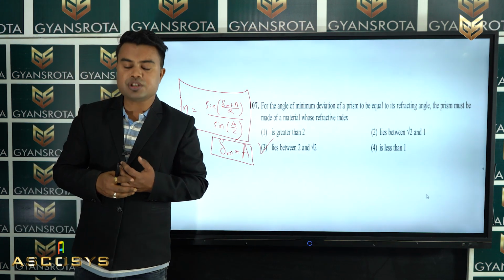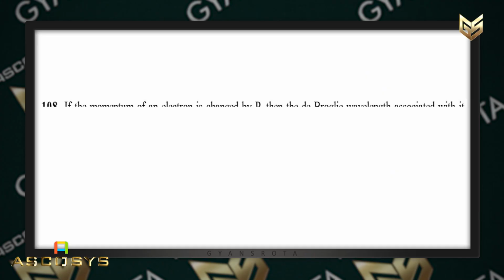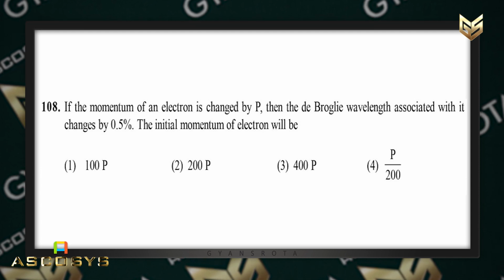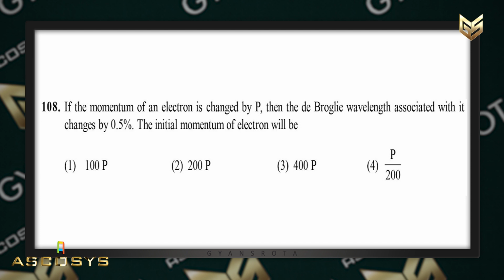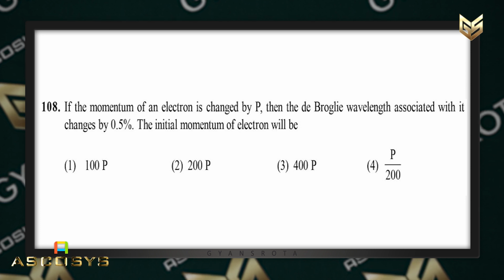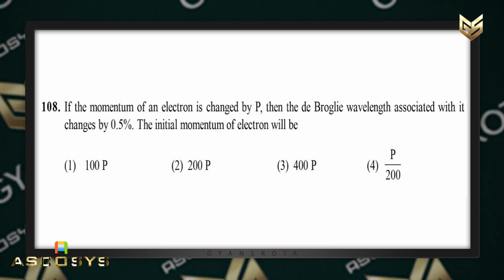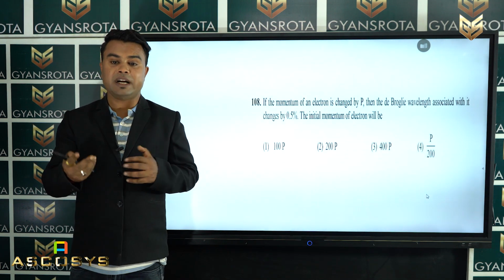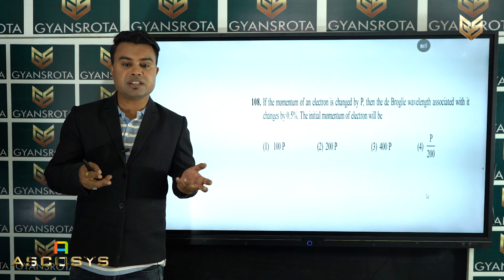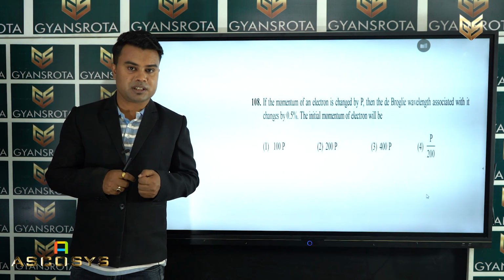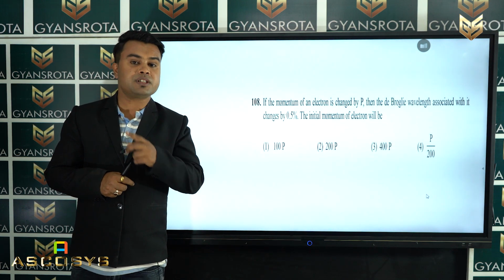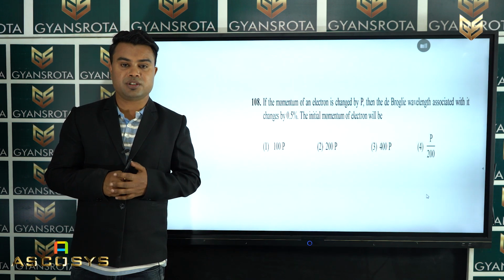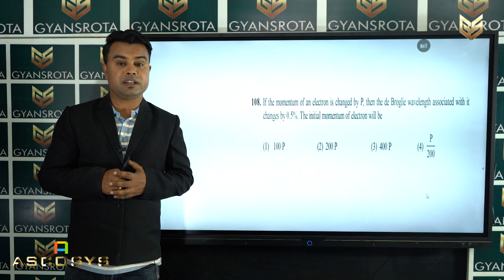Now let us move to the next question, that is question number 108. If the momentum of an electron is changed by p, then the de Broglie wavelength associated with it changes by 0.5%. The initial momentum of the electron will be. Now the momentum has been changed by delta p, and then the wavelength changes by 0.5%, that is 0.5% of lambda, that is 5 by 100 into lambda. You have to calculate this one.